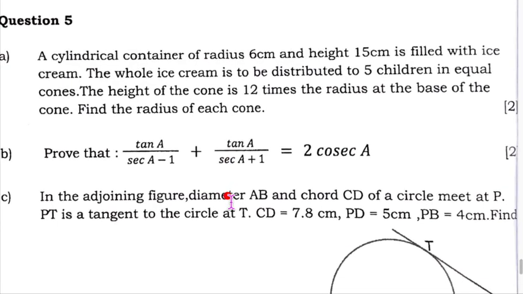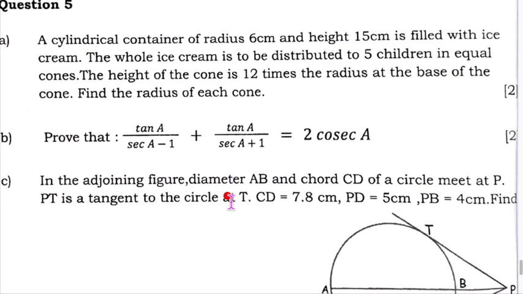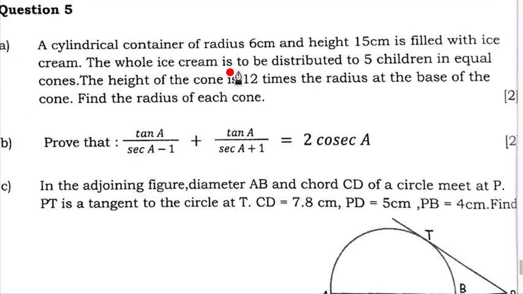Let us look at our question number 5. A cylindrical container of radius 6 centimeters and height 15 centimeters is filled with ice cream. The whole ice cream is to be distributed to 5 children in equal cones. Now remember, they are only cones. They are not ice cream cones with a cone and a hemisphere. It's just a plain simple cone.